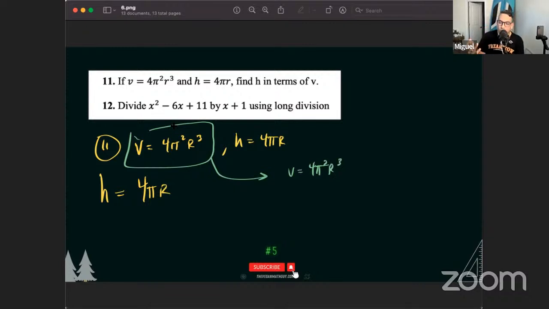The reason being is because once we find r, we're going to substitute it into the equation for H. Let me show you what I mean. If we're trying to solve for r, that would mean that I should divide 4 pi r squared to the other side.